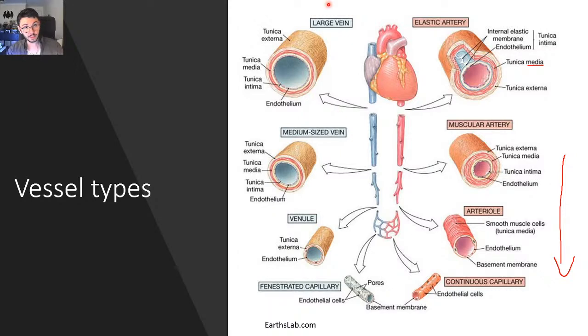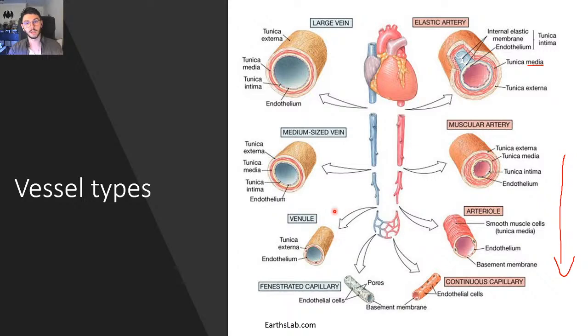Moving on to veins. In veins in general, you have a thin media and a thick externa. The thick externa allows them to be protected. You also have the folds within the tunica intima, which create the valves to allow unidirectional flow. And as you can see, the relative thickness of the tunica externa to the media is maintained. Then we go to the venules, where the tunica media is very thin, almost non-existent.